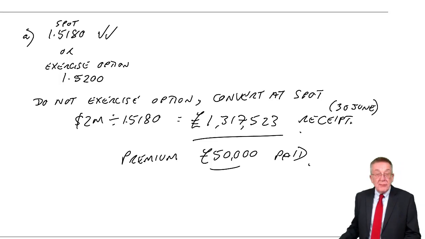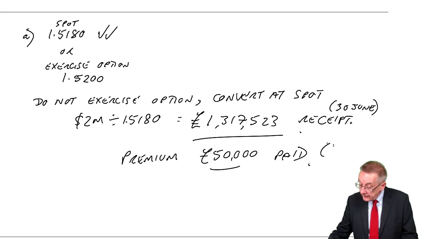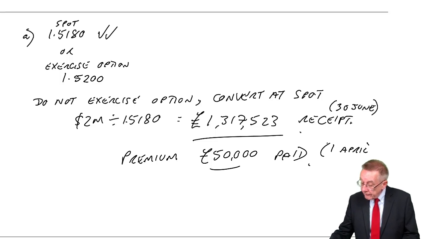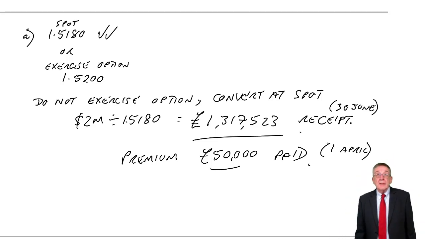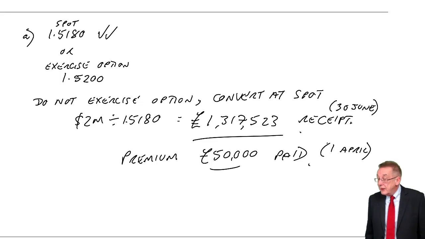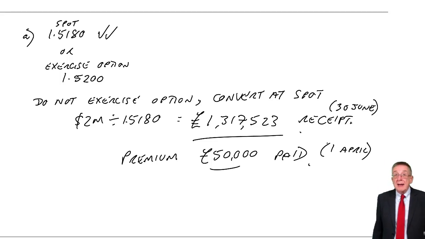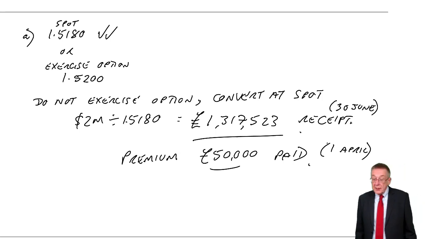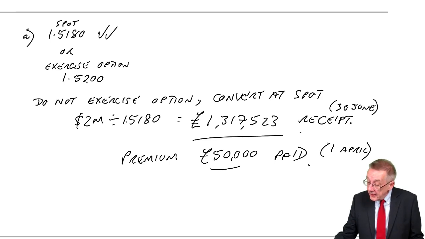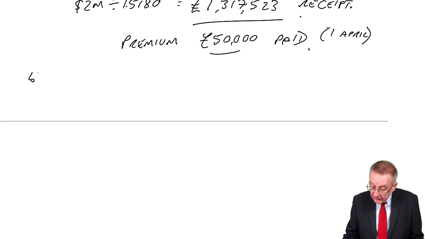We haven't got it, 1st of April. Today's the 1st of April. So the minute you go to the bank and say you want to buy this option, you pay the premium there and then. On the date of the transaction, then you decide whether to use the option or not. And so to complete the exercise, what about B?